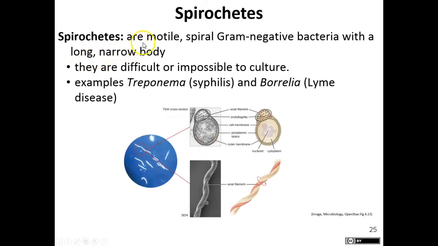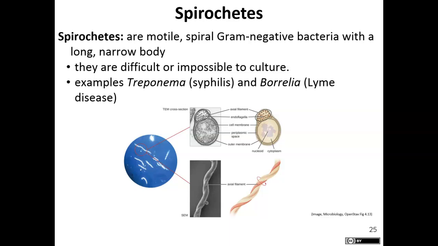Spirochetes are the first of the non-proteobacteria. These are all motile, spiral-shaped gram-negative bacteria. They have a very long, slender, narrow body, and they are highly motile. They move very fast. They are often impossible to culture, and they're very hard to see using typical microscopy methods. So we usually use dark field microscopes when we're looking for these critters.